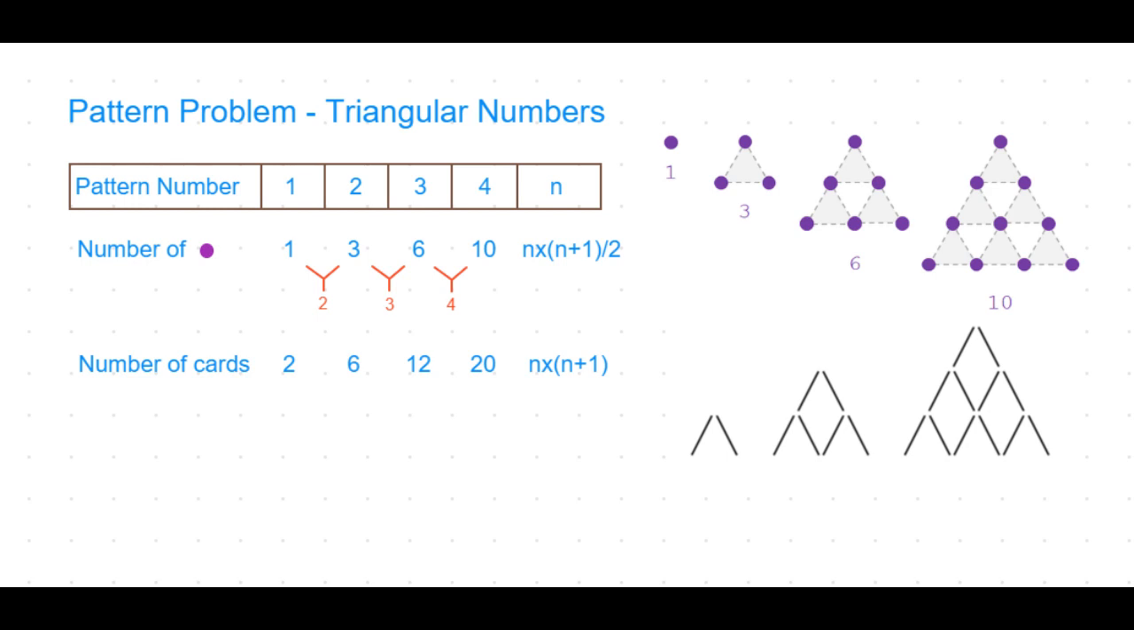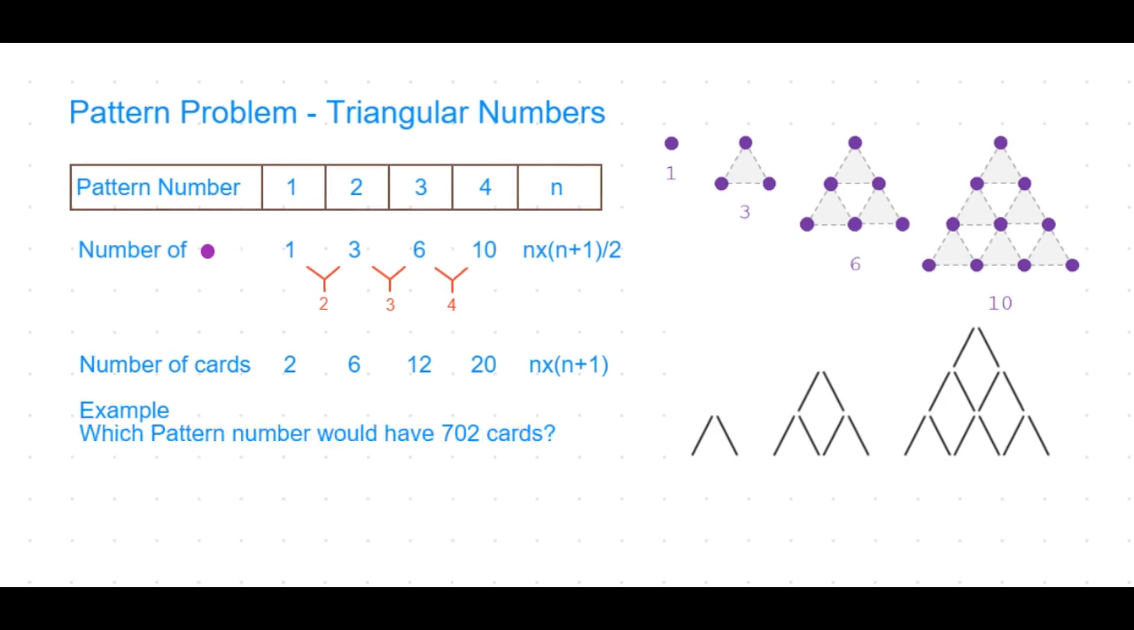In this case, it is just twice the triangular numbers, which is n into n plus 1, divided by 2, times 2. The 2 gets cancelled, so it's just n into n plus 1. Let's look at an example: the number of cards for pattern number 14. 14 times 15, straight away 210 cards.